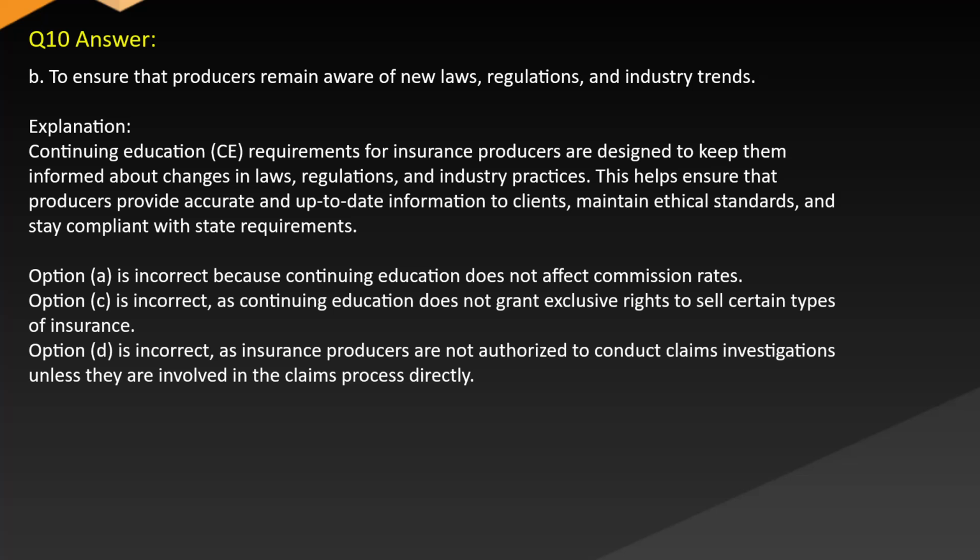Explanation: continuing education requirements for insurance producers are designed to keep them informed about changes in laws, regulations, and industry practices. This helps ensure that producers provide accurate and up-to-date information to clients, maintain ethical standards, and stay compliant with state requirements. Option A is incorrect because continuing education does not affect commission rates. Option C is incorrect as continuing education does not grant exclusive rights to sell certain types of insurance. Option D is incorrect as insurance producers are not authorized to conduct claims investigations unless they are involved in the claims process directly. Question 11.